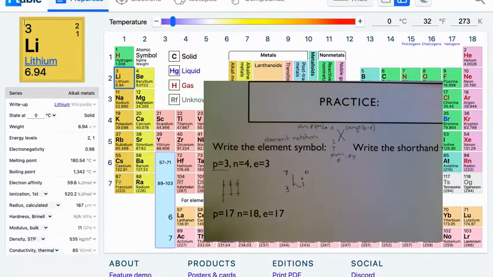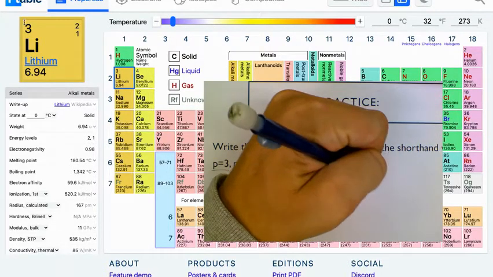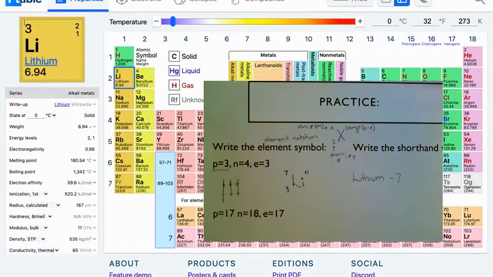When we go ahead and write the shorthand version, we write the name of the element and then the mass number. So the shorthand should be lithium 7. So I want you to go ahead and pause this video and try the next 2.